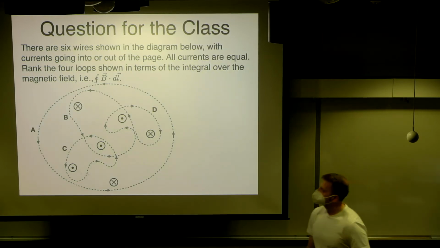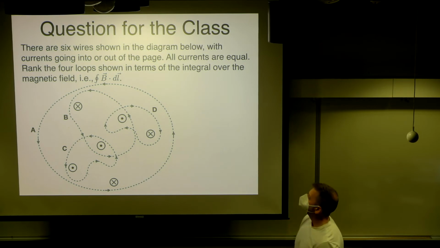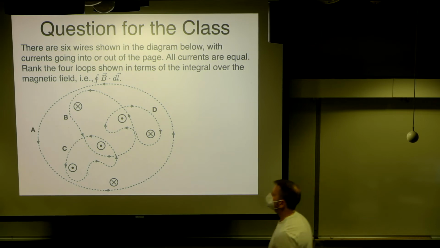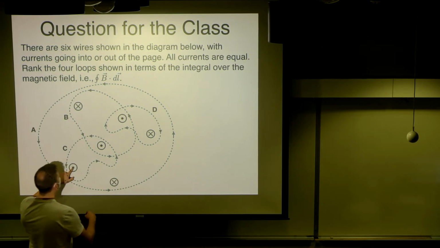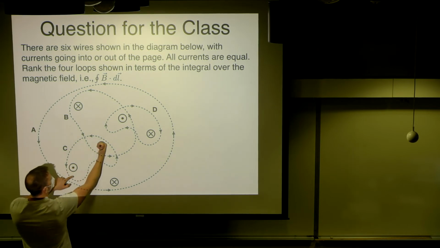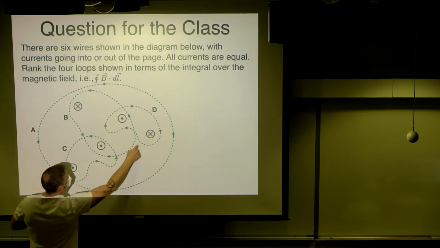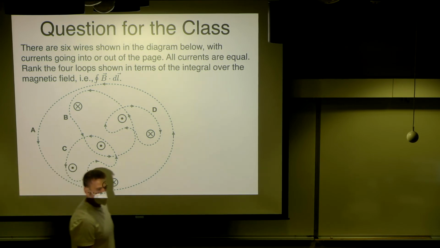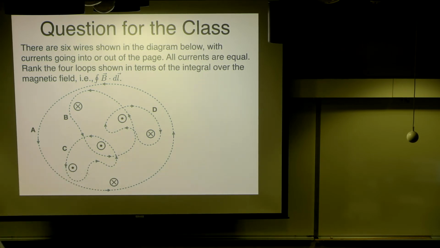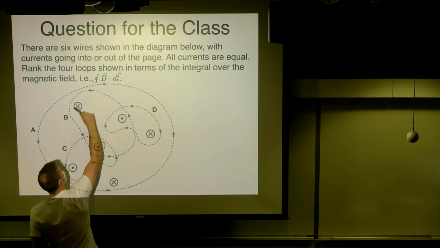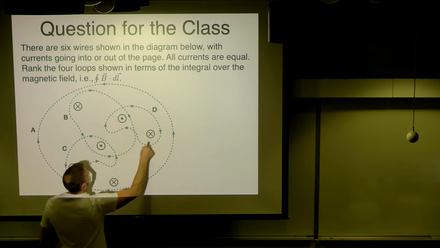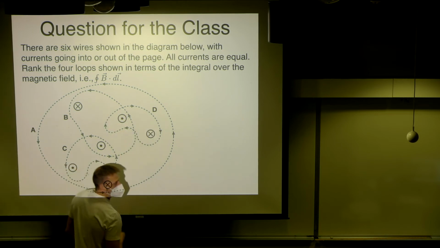Let's do an example. So what you see in this diagram are 6 different wires. Let's say this wire has a current coming out of the page. This wire, current out of the page, same here. These 3 have currents going into the page. I'm drawing onto this picture 4 different loops, 4 different Amperian loops. We have loop A that just goes around the whole thing. Loop B goes like this. Loop C is like this. And then loop D is like this, okay?